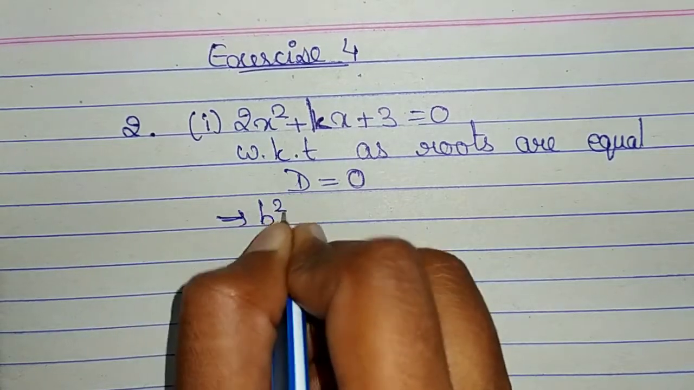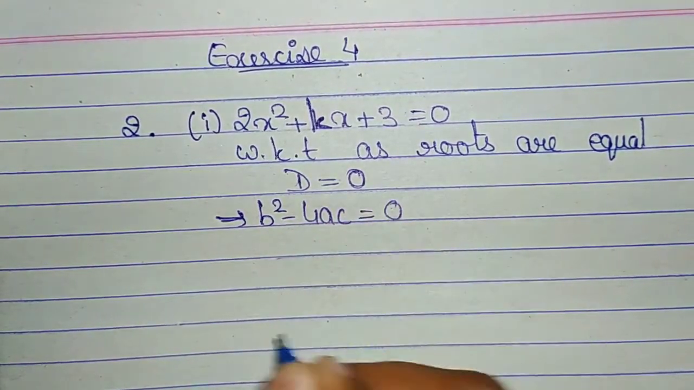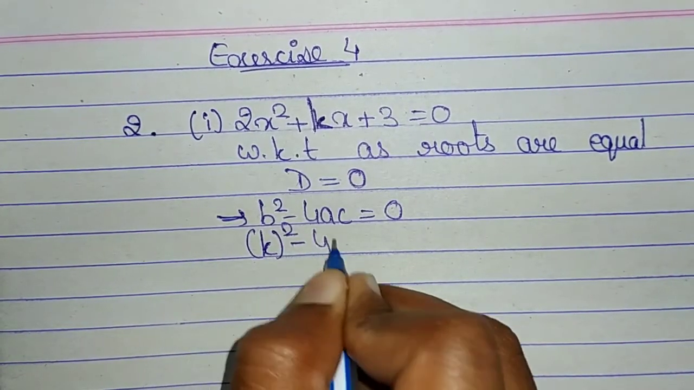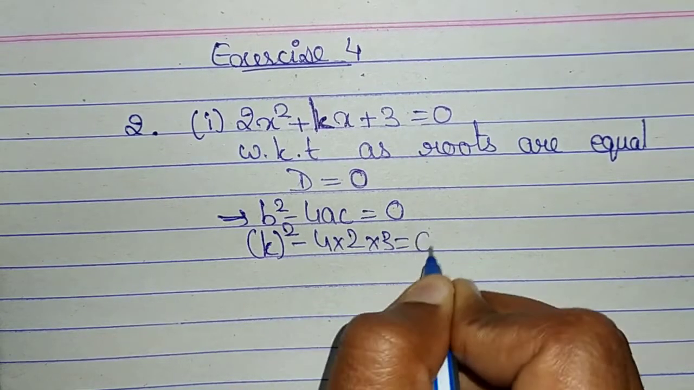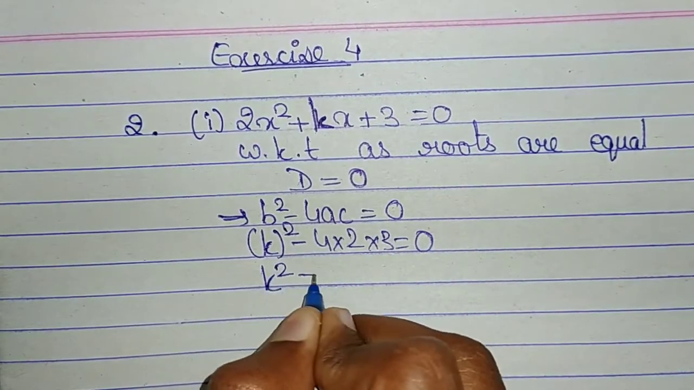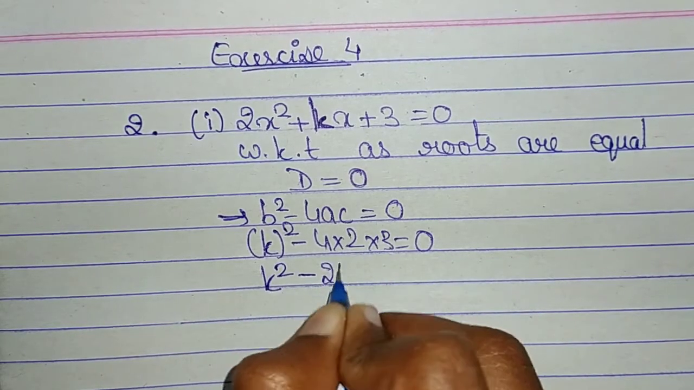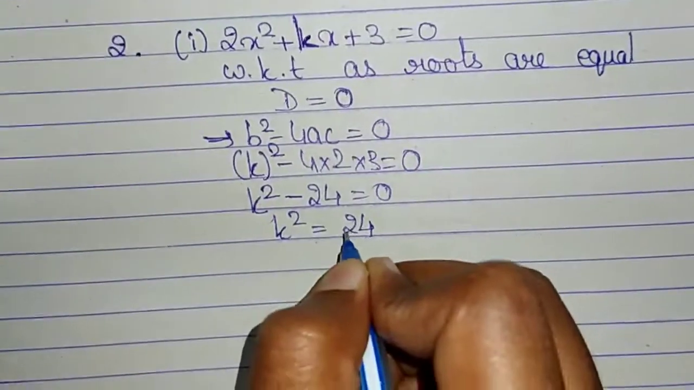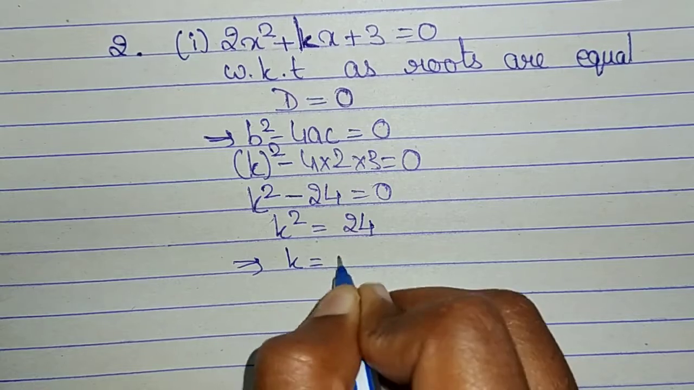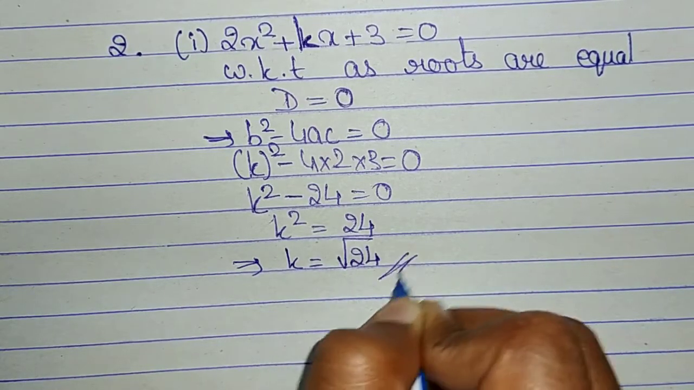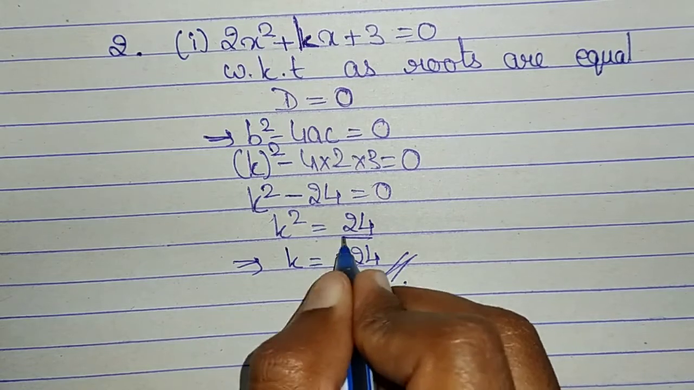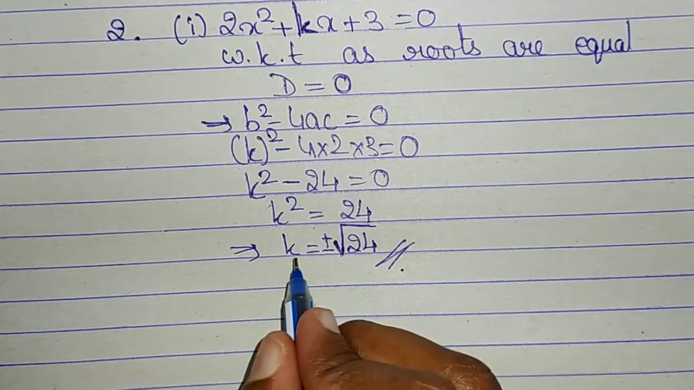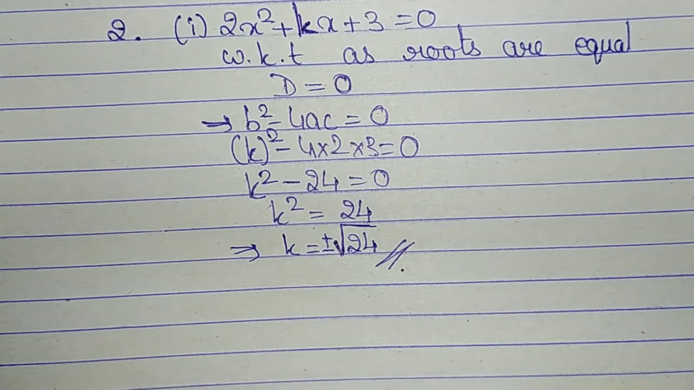So this implies b square minus 4ac is equal to 0. We know the value of b is k, so k square minus 4 into 2 into 3 is equal to 0. So k square minus 4 2s are 8, 8 3s are 24 is equal to 0. So k square is equal to 24. So this implies k is equal to plus or minus root 24. These are the 2 values of k, that is plus root 24 and minus root 24.